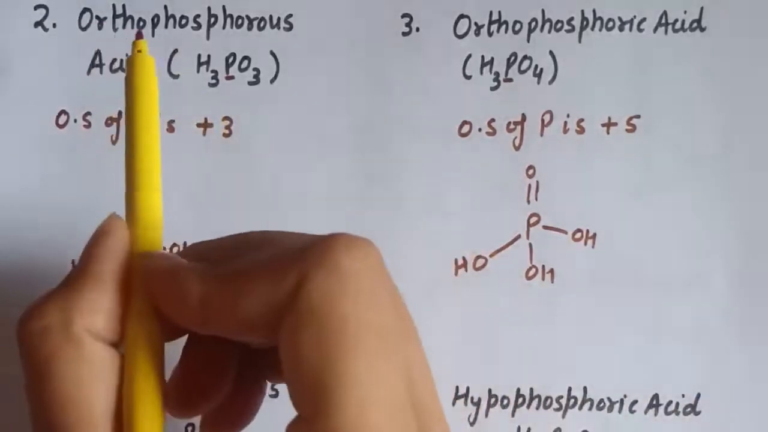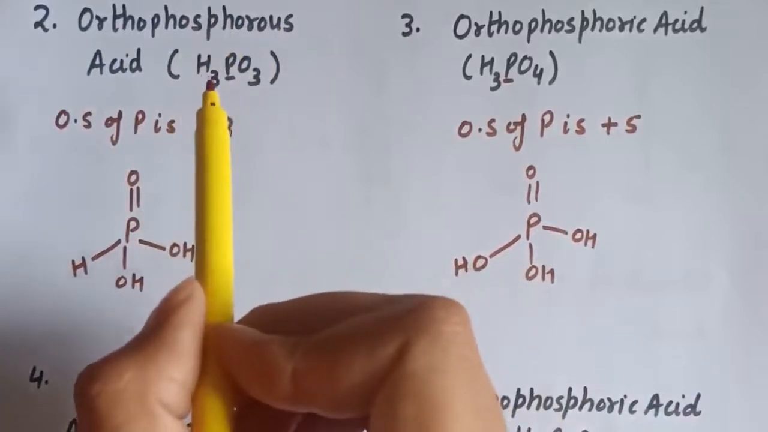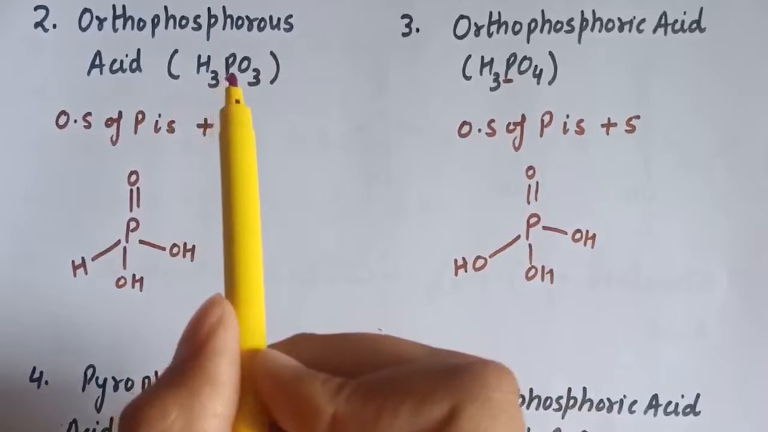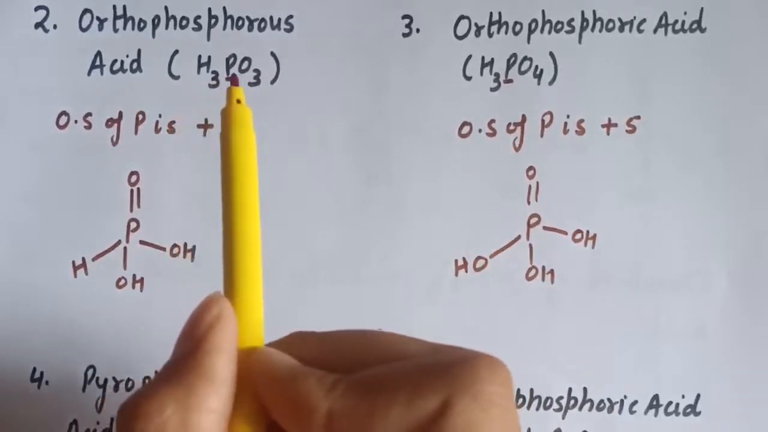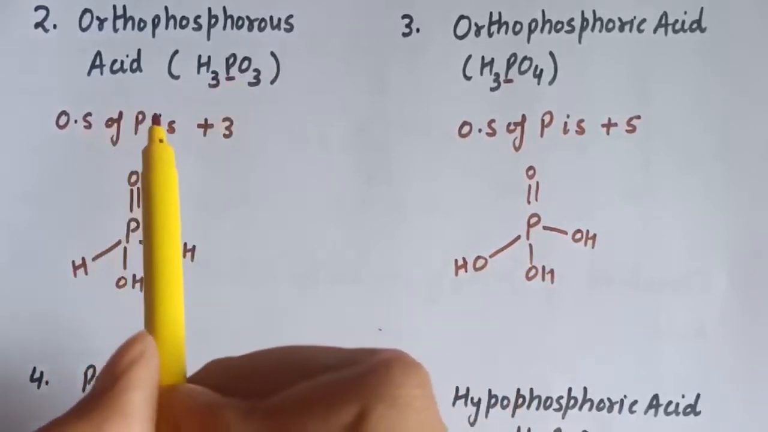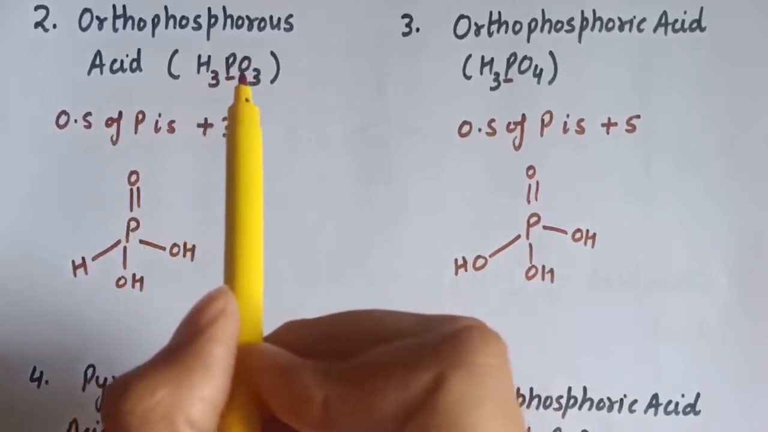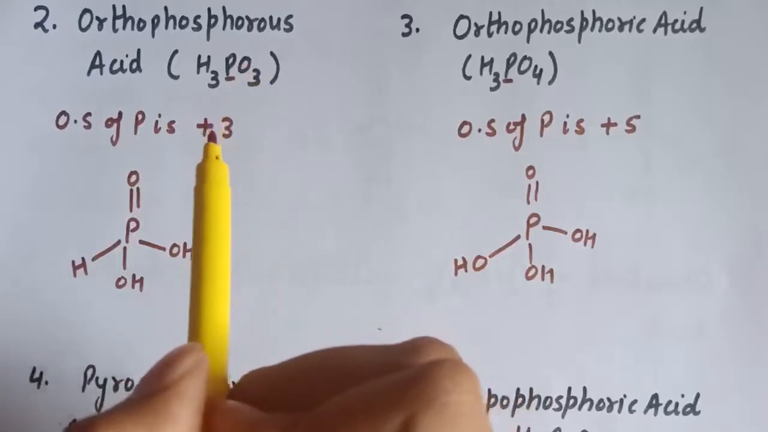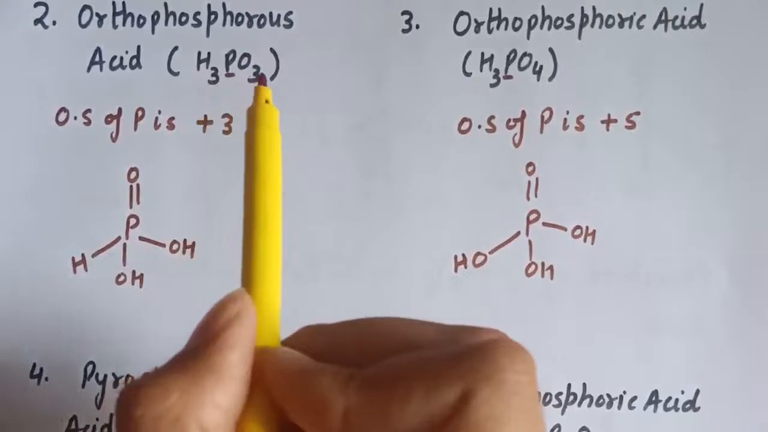Next structure is orthophosphorus acid, and the formula for orthophosphorus acid is H3PO3. Now on a similar basis, just as we calculated the oxidation state of phosphorus in H3PO2, here we can also calculate the oxidation number of phosphorus. X plus 3 minus 6 will be equal to 0, and therefore the overall value of X will be +3.